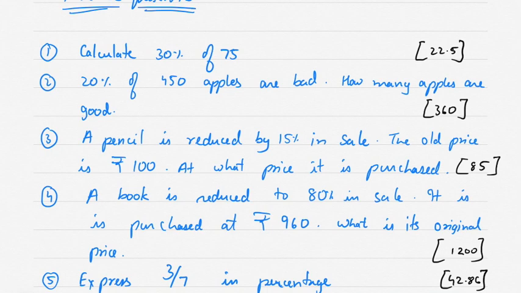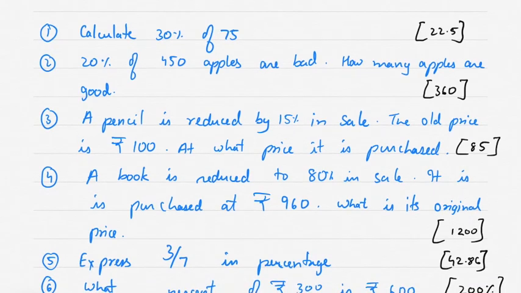Next question. A pencil is reduced by 15% in sale. The old price is rupees 100. At what price it is purchased? So old price is rupees 100. 15% of 100 is 15 only, correct? So 100 minus 15. So 85 will be the purchase price.